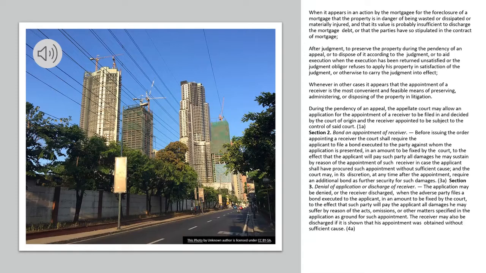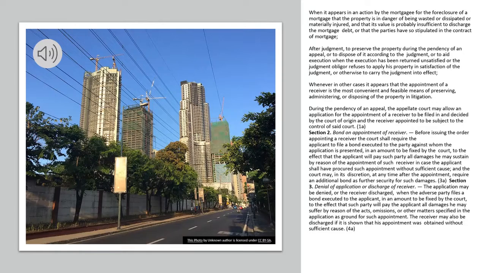Bond on appointment of receiver. Before issuing the order appointing a receiver, the court shall require the applicant to file a bond executed to the party against whom the application is presented, in an amount to be fixed by the court, to the effect that the applicant will pay such party all damages he may sustain by reason of the appointment of such receiver, in case the applicant shall have procured such appointment without sufficient cause, and the court may, in its discretion, at any time after the appointment, require an additional bond as further security for such damages.